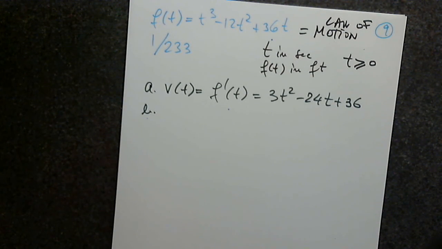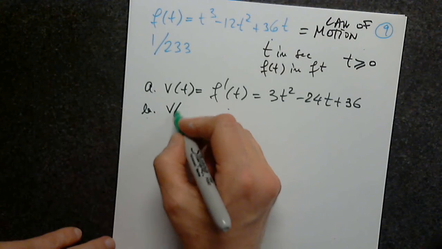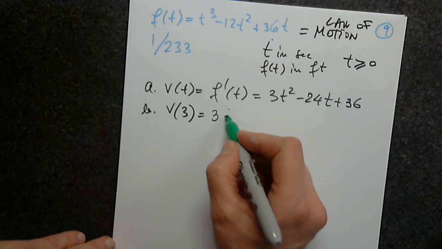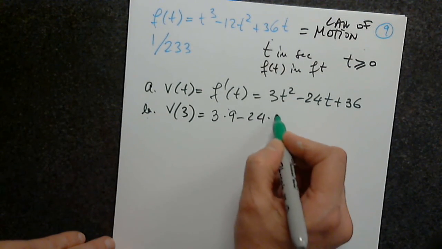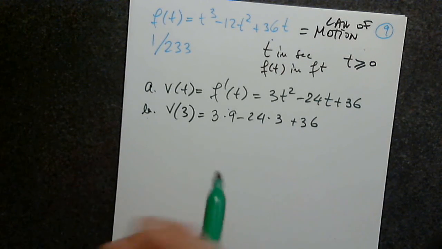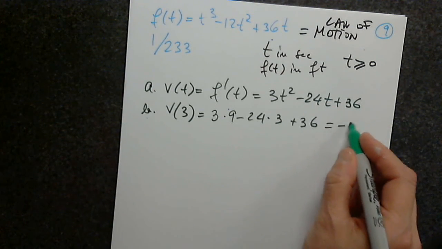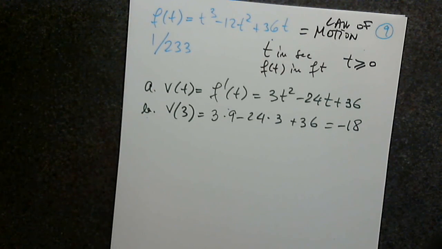Part B. What is the velocity after 3 seconds? How do I determine the velocity after 3 seconds? V of 3, very good. So it's 3 times 9 minus 24 times 3 plus 36. I'm lazy. So this is 27 minus 72 plus 36. I got negative 18. Measurement unit, please.